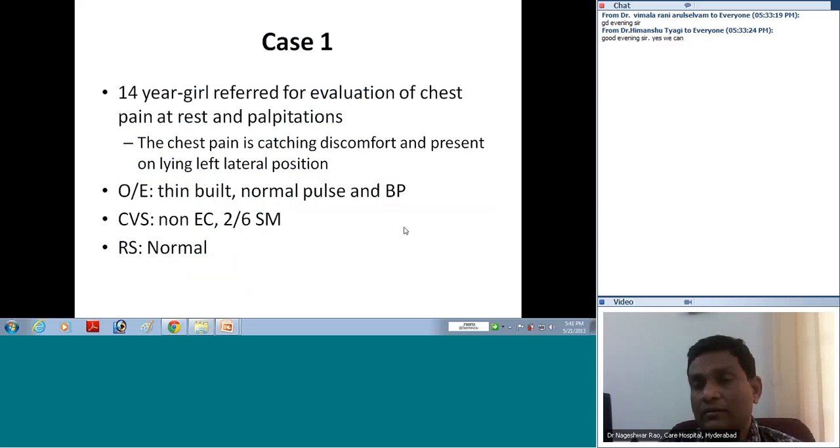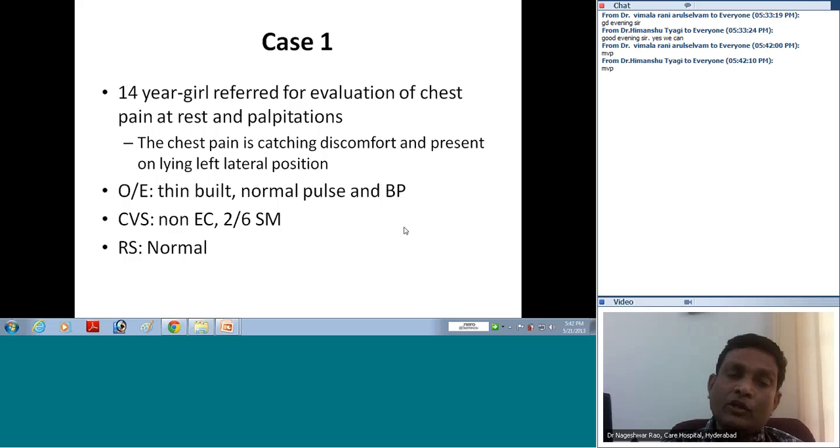So can you guess the diagnosis? A thin build girl, 14 years, history of chest pain, discomfort. So Dr. Vimala is telling mitral valve prolapse. Absolutely perfect. You have to consider mitral valve prolapse. There is a non-ejection click, there is a systolic murmur, and the murmur becomes most obvious when the child stands up, as the LV becomes empty. So what is the mechanism for chest pain in case of MVP? Why do they develop chest pain?